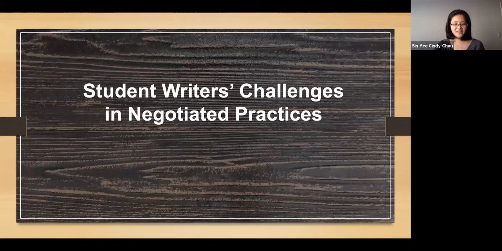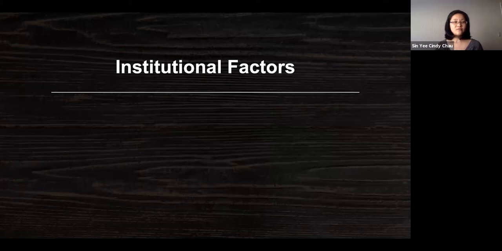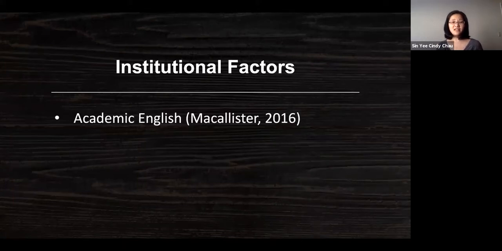So what are some factors that affect students' interaction in negotiated practices? For example, institutional factors. When we talk about academic English, it's very different from English teaching in other settings. In other settings, we might ask students to think about English as Englishes. We have different accents, and we also accept different writing styles, creativity. But when we teach academic English, we try to maintain the status quo.